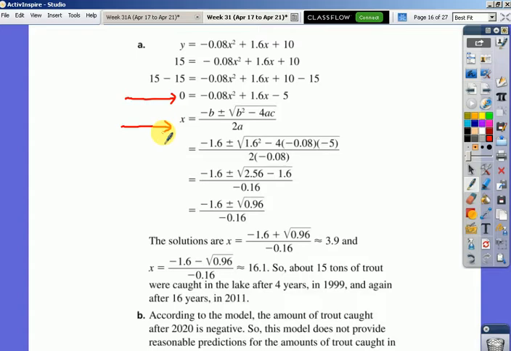Square this, you get 2.56. The product of negative 4 and negative 0.08 and a negative 5 is going to give you still a negative number, negative 1.6. So you end up, when you do quadratic formula with this, which are the exact answers, but we're going to go ahead and approximate.